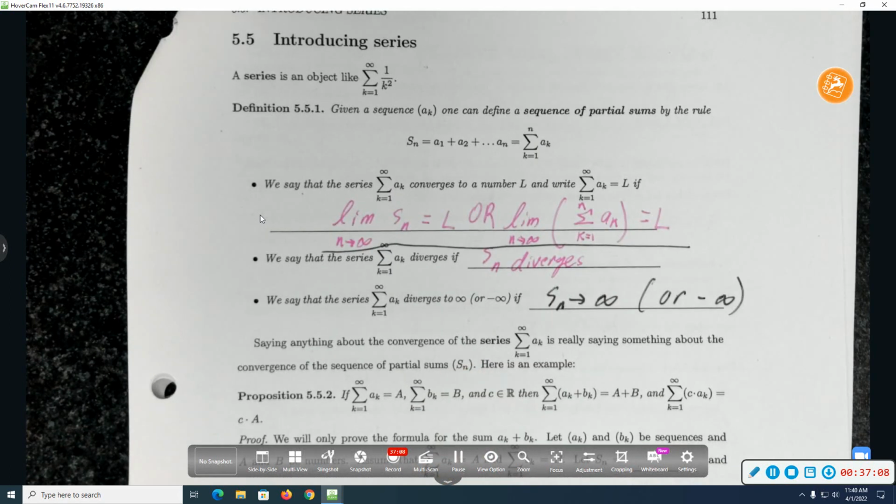So, what does this mean? This means if you want to say absolutely anything about convergence of a series, you just need to say something about convergence of a sequence. We know how to say things about convergence of sequences. Let's just see this in an example.